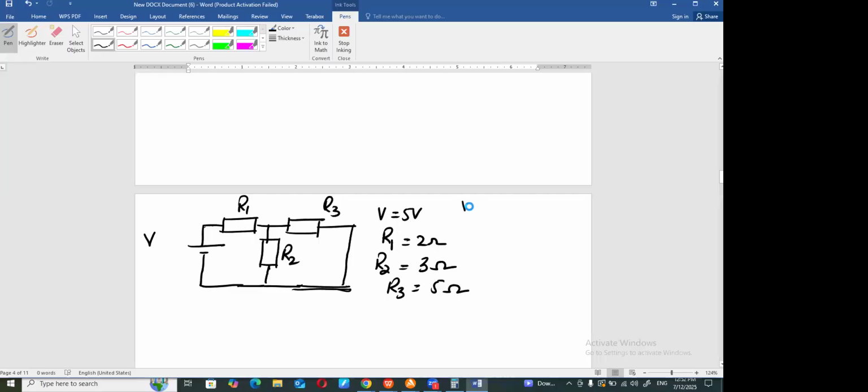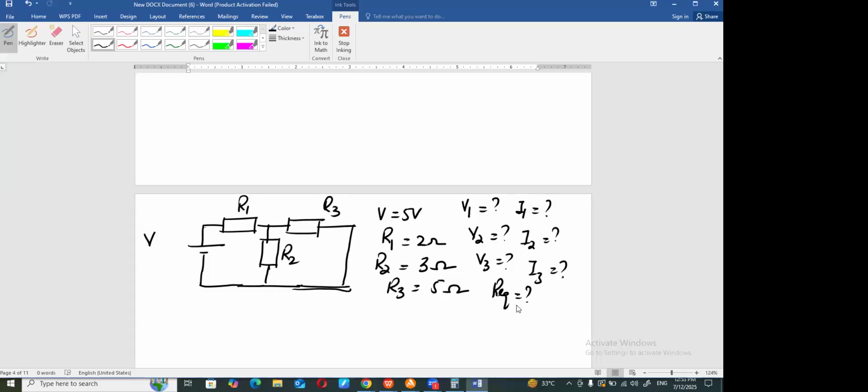Let's talk about this. We have to find V1, V2, V3, I1, I2, I3, and R equivalent. This is a question, and we will start solving this combination question in the next session.